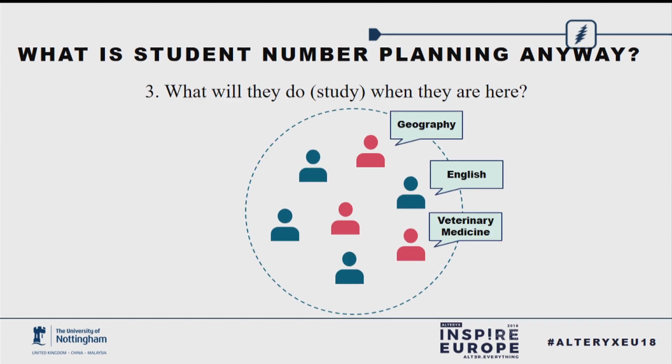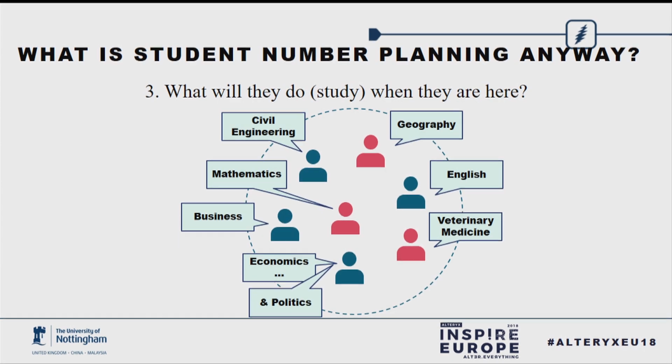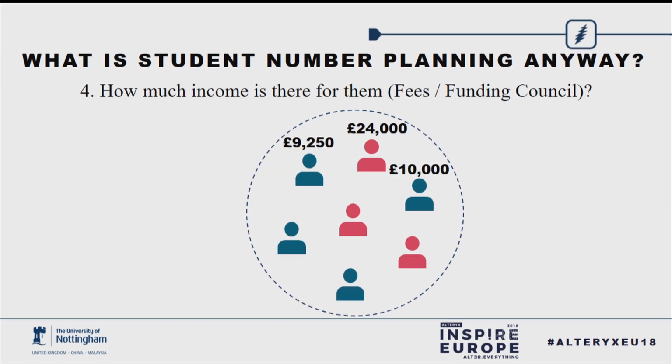But then once they're here, we need to know what they're going to be studying. We have a bunch of academic departments, so they get split up into departments. And then it gets a little bit more interesting because we've got some students who are split across economics and politics, so there's a bit of shared provision there. So we need to know what they're going to do, and then we need to know how much we charge them.